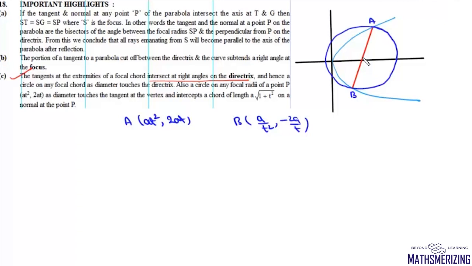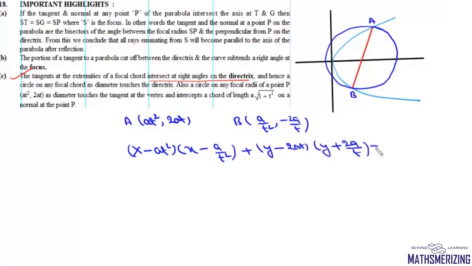Now we need to find the equation of the circle for which the endpoints of the diameter are A and B, and we know that the equation of such a circle is (x minus x1)(x minus x2) plus (y minus y1)(y minus y2). So we can write this equation as (x minus at square)(x minus a/t square) plus (y minus 2at)(y plus 2a/t) equals 0.